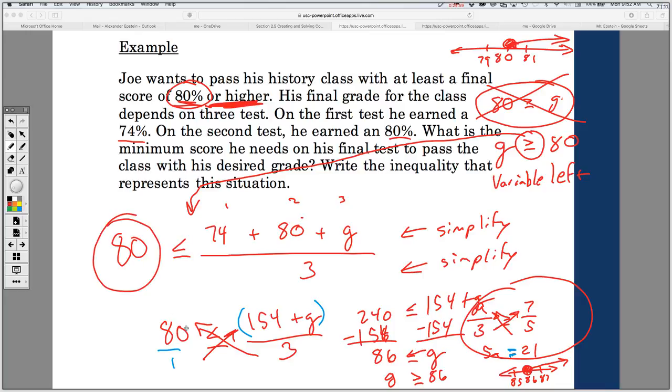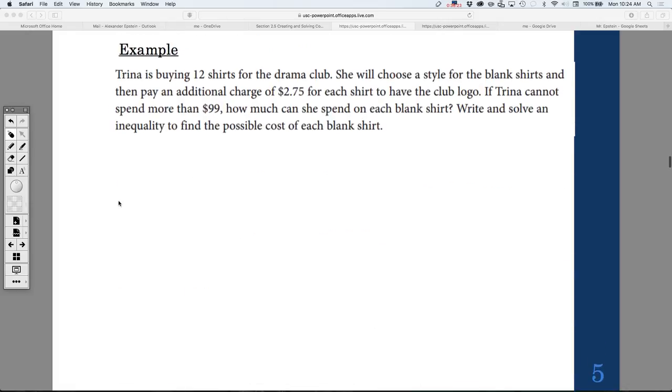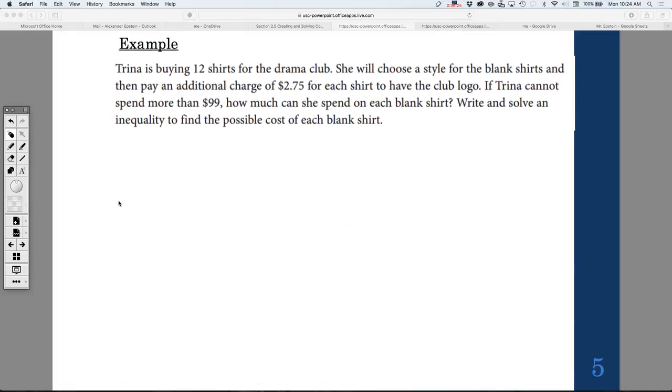Okay, try this one. Trina is buying 12 shirts for the drama club. She will choose a style for the blank shirts and then pay an additional charge of $2.75 for each shirt to have the club logo. If Trina cannot spend more than $99, how much can she spend on each blank shirt? Write and solve an inequality to find the possible cost of each blank shirt.